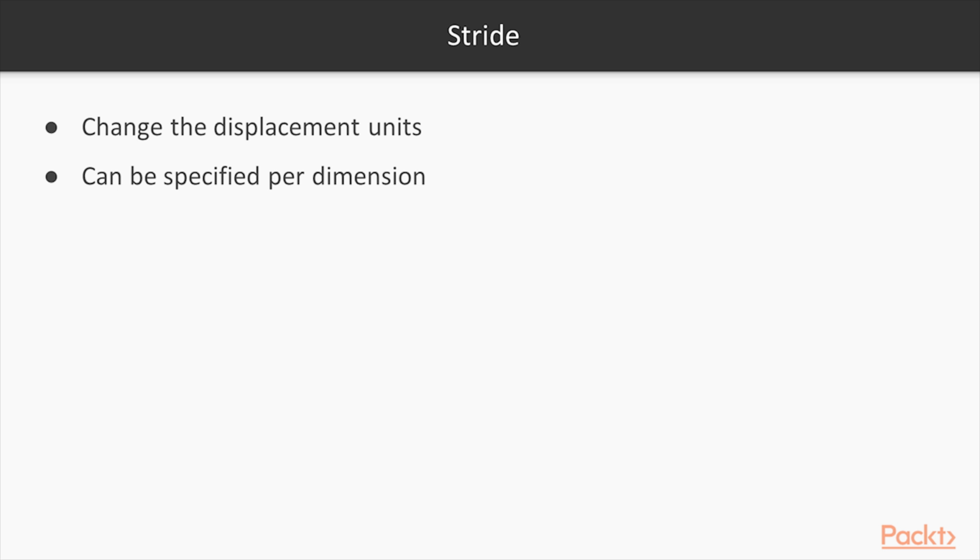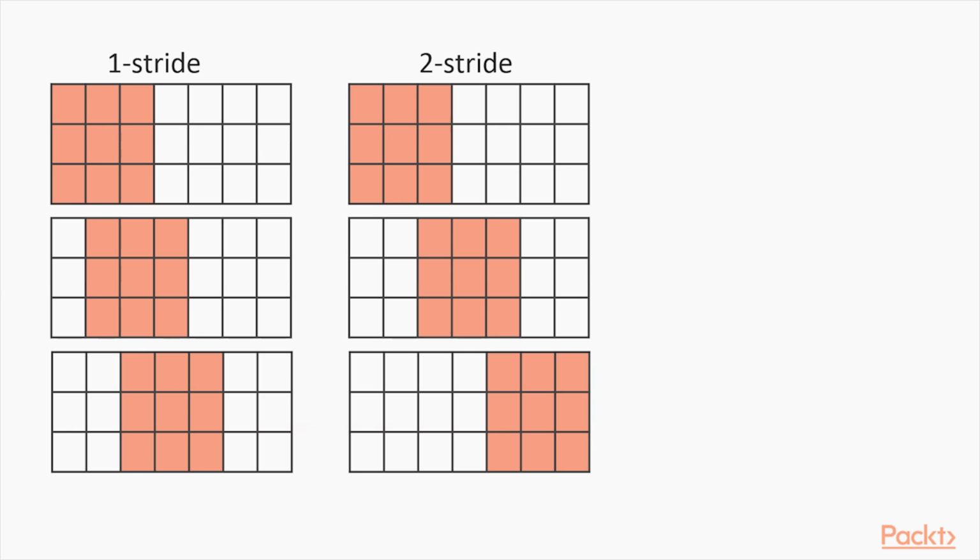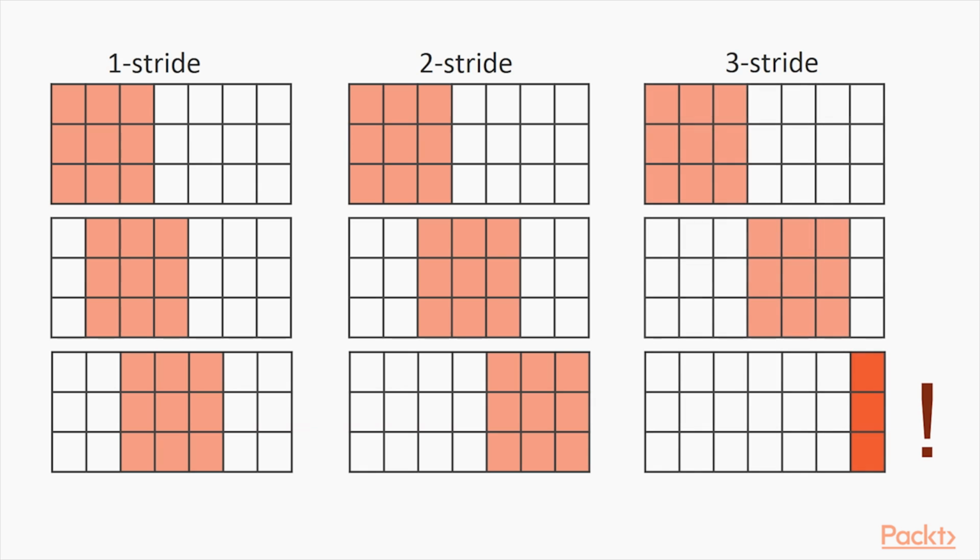When applying the convolution operation, one of the variations that can be applied to the process is to change the displacement units for the kernels. This parameter, which can be specified per dimension, is called stride. In the image, we show a couple of examples of how stride is applied. In the third case, we see an incompatible stride because the kernel can't be applied to the last step. Depending on the library, this type of warning can be dismissed.